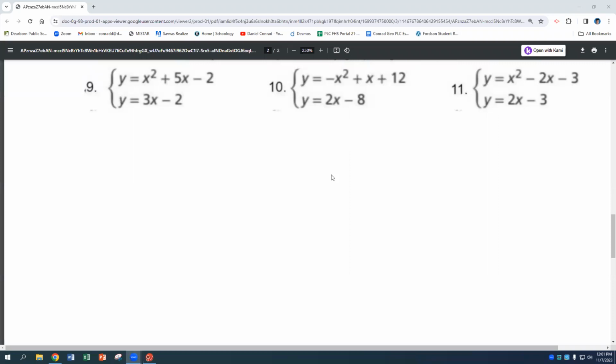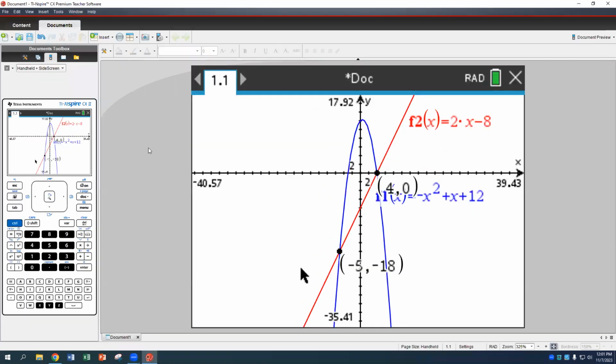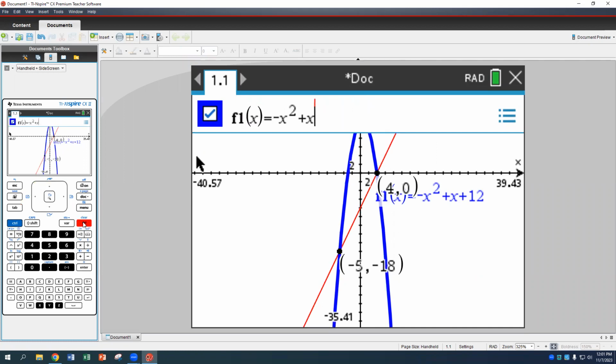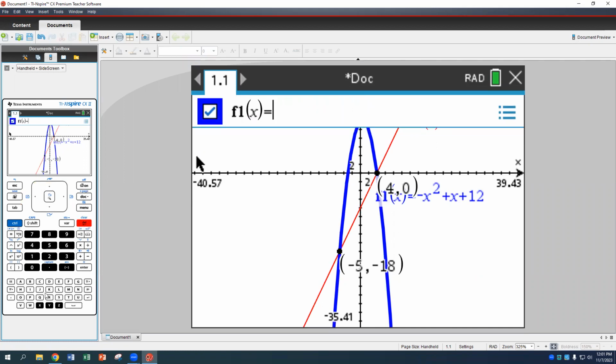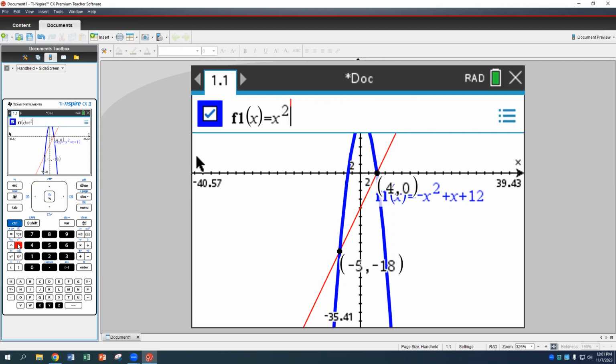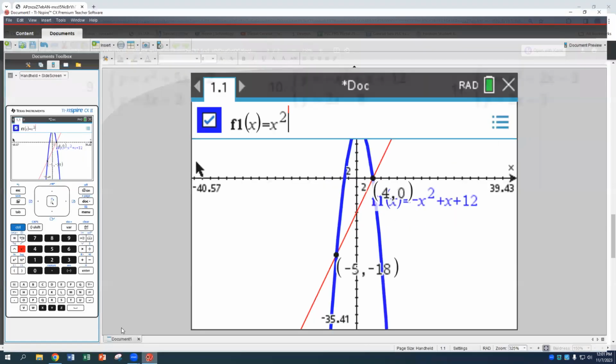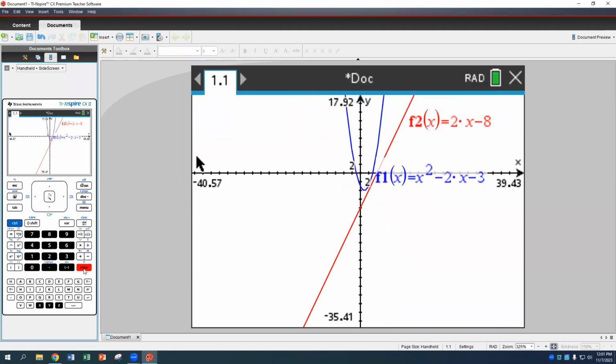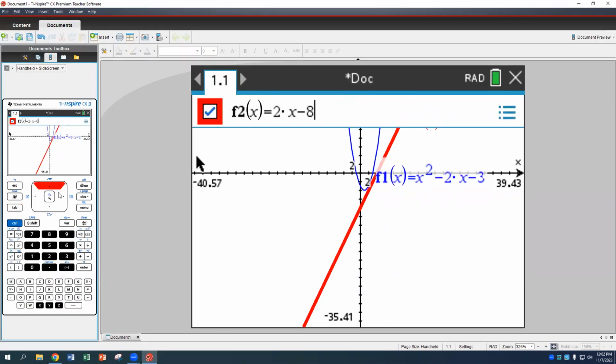All right, let's do the last one here. x squared minus 2x minus 3. Okay, so I'm going to hit tab and go back up. Okay, x squared, minus 2x minus 3. Enter. And then 2x minus 3. So I need to hit tab and change this one to 2x minus 3.